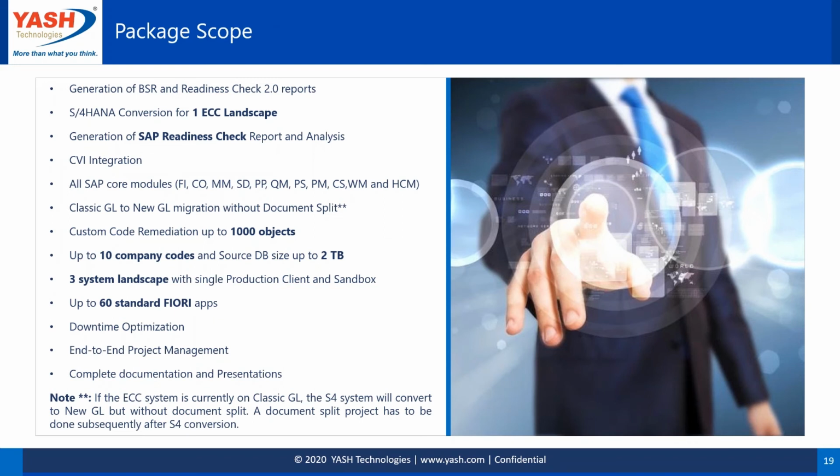Okay, and if you're on classic GL, yes, new GL migration will happen, but without document split. So document split would be an add-on which you subsequently do after. Likewise, if somebody is using deferred revenue or revenue recognition, SD revenue recognition, there is something which you have to first do, an RAR migration only, after which you could do an S4. So those could be additional things that we could discuss. Up to 1,000 objects, custom code, or up to 10 company codes, database size 2 terabytes. So these are some of the package scope that we have, fixed scope, and that's where the pricing and the timelines come in.